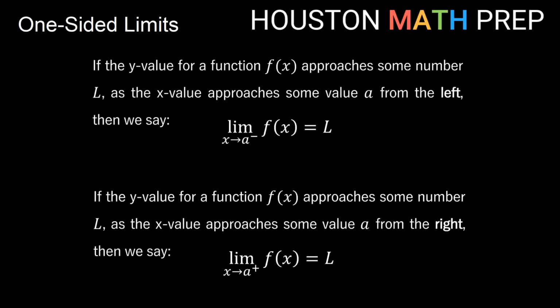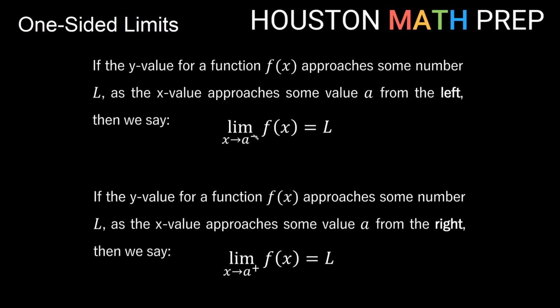Remember that just in general, the limit as x approaches some value of a function means that we're approaching the same y value from both sides. When we're talking about one-sided limits, we'll actually just be looking from one direction only. So if the y value for a function approaches some y value as the x value just approaches some value from the left side, then we'll use this notation.